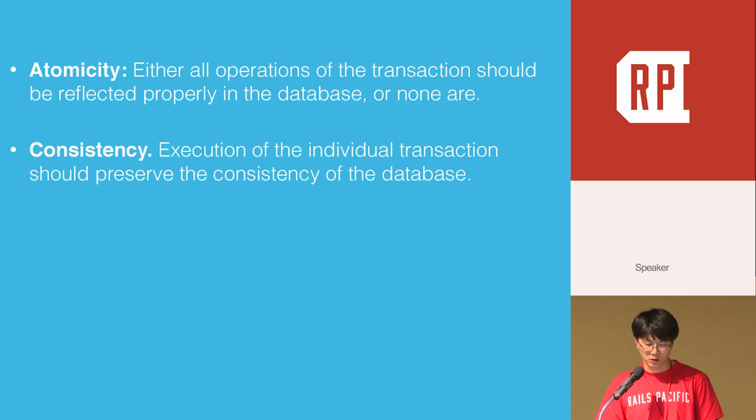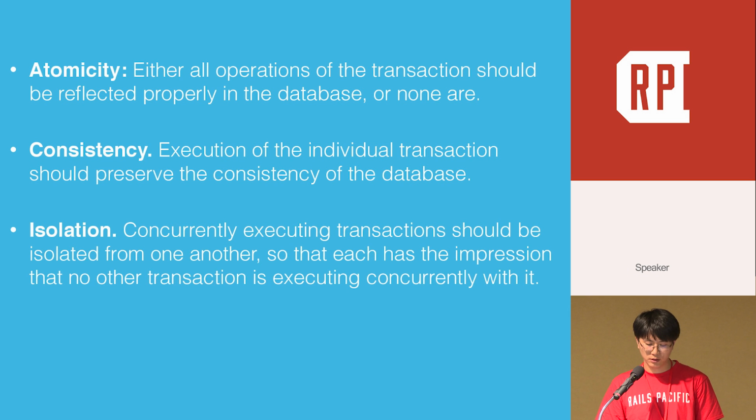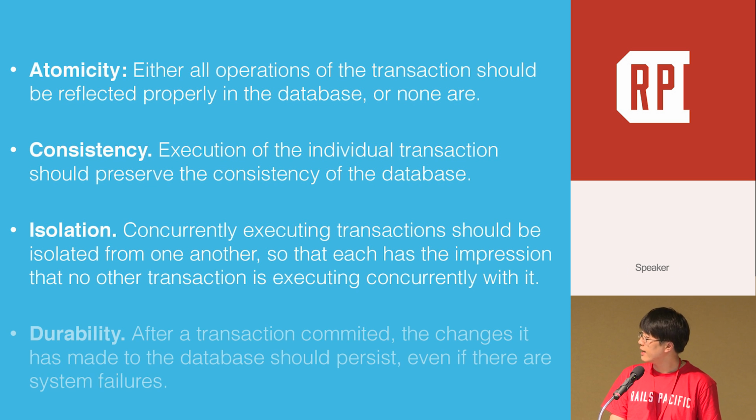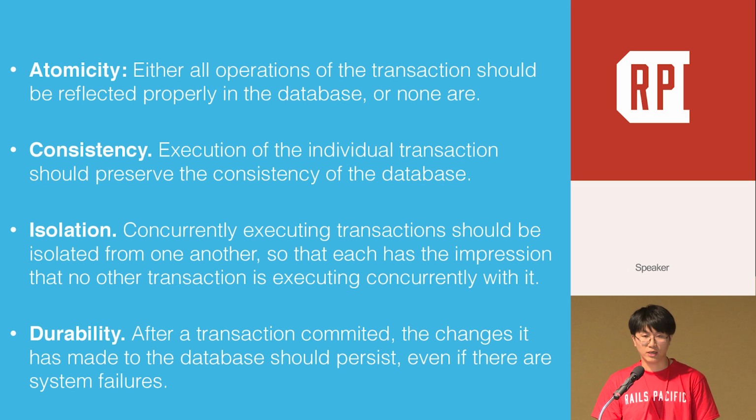I is isolation. It should ensure concurrently executing transactions should be isolated from one another, just like no other transaction is executed concurrently. D is durability. It makes sure that once the transaction has completed successfully, the changes made to the database should persist, even if there are system failures.